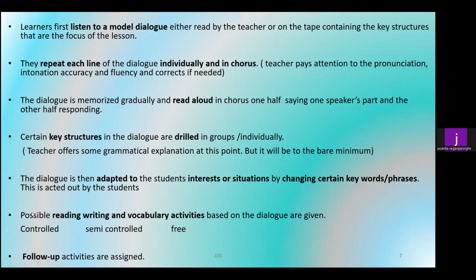First you need to give controlled, semi-controlled, and then free activities. Afterwards, homework should be assigned in order to recall or revise what they have learned, to make them remember. Homework needs to be assigned, right? So the last three, they don't belong to the presentation process. The presentation is done with the first four. Those are the important stages through which the presenting of structures is done. Here it's more towards practice and production.